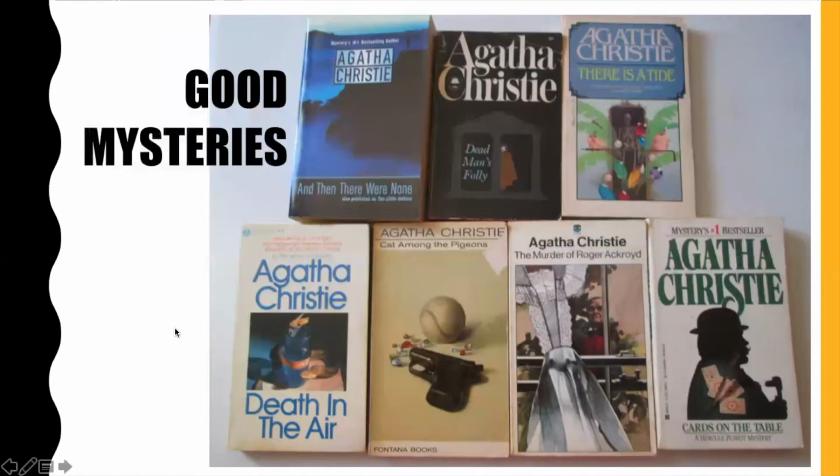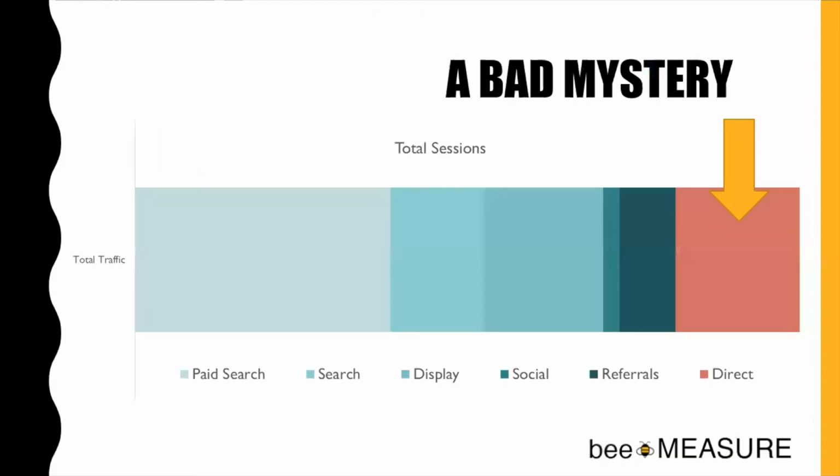All right, so these are an example of good mysteries. I love a good mystery, especially a TV program. And so I know it's often fun when you don't know what's going on and you're trying to guess what's happening. Unfortunately, this direct traffic in Google Analytics is a bad mystery. So this isn't a case of it's going to be solved at the end. This is a case of, oh, I don't know what's happening here, and therefore my data is unreliable and I can't really make good decisions about my website and my marketing.